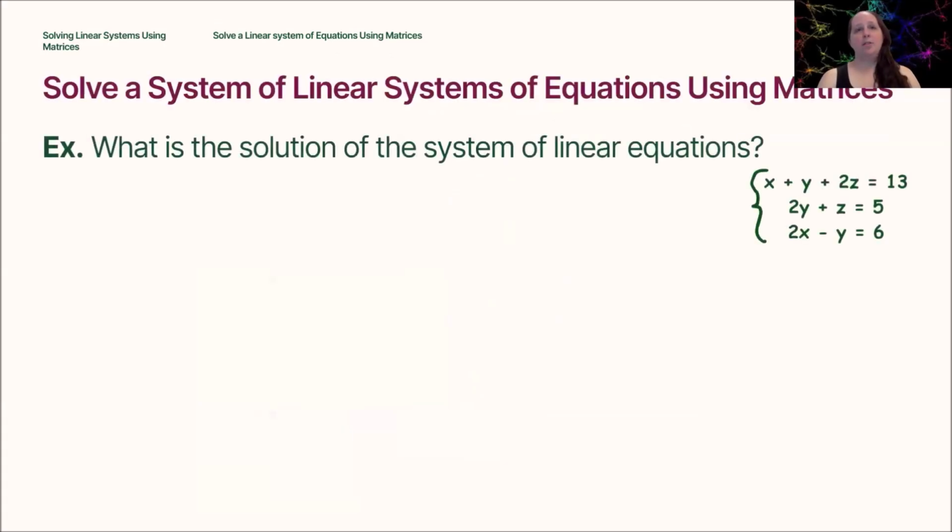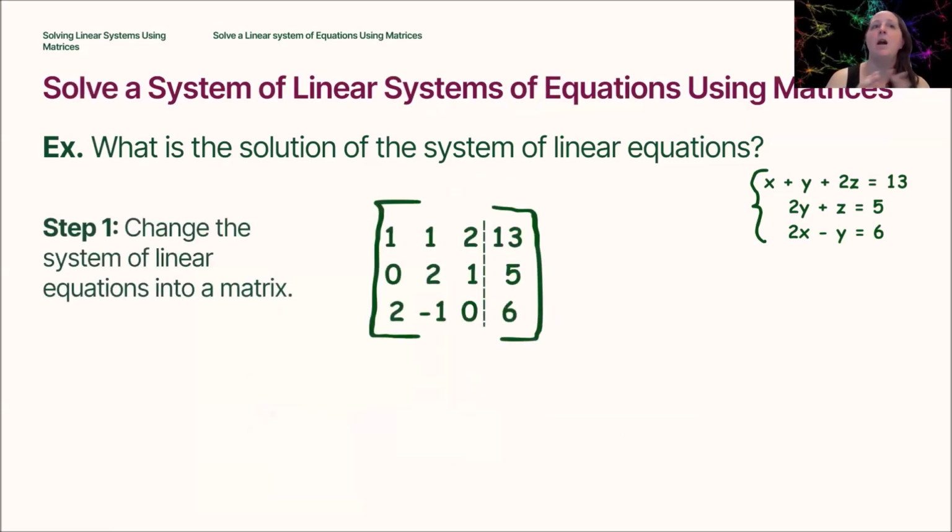All right, I want to know what the solution of the system of linear equations is: X plus Y plus 2Z equals 13, 2Y plus Z equals 5, and 2X minus Y equals 6. I'm going to change that system of linear equations into a matrix. So I have 1, 1, 2, and 13 in my first row. I have 0 because I have no X value, 2, 1, and 5 for my second row. And then I have 2, -1, and 0 because there's no Z value in that equation, 6.